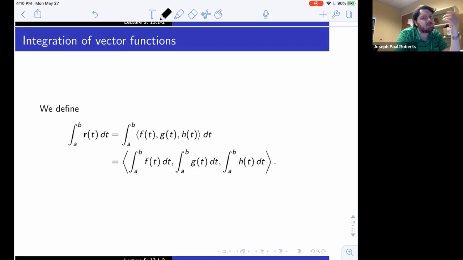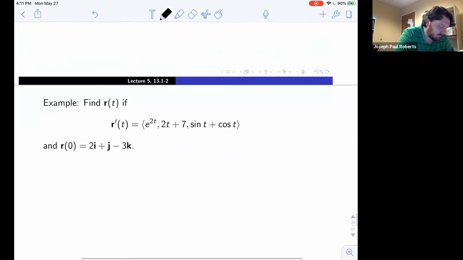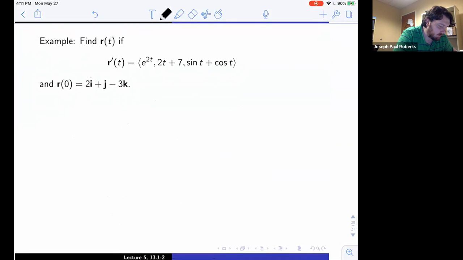You've probably done this in physics courses before. If you know the velocity of a particle, you could figure out the position and things like that. So integration of vector functions, you just do component by component. So let's say I want to find r of t, if I know that r prime of t is this, and r of 0 is that.